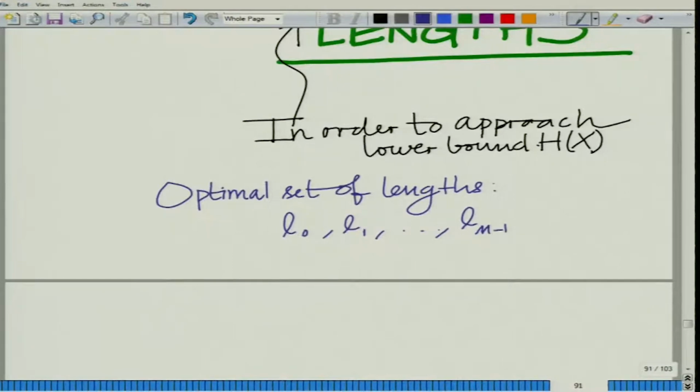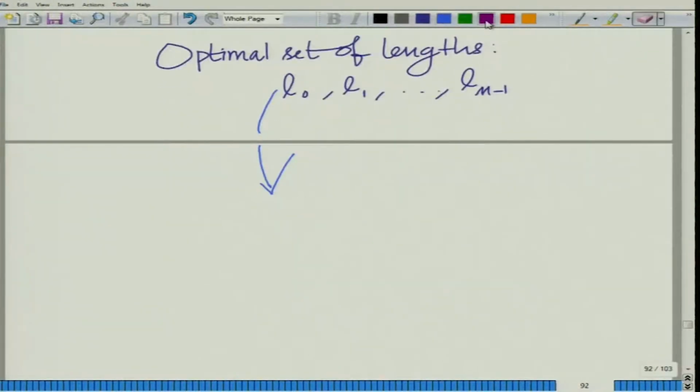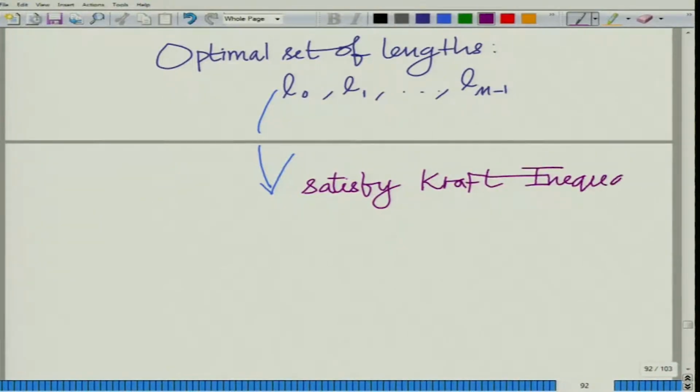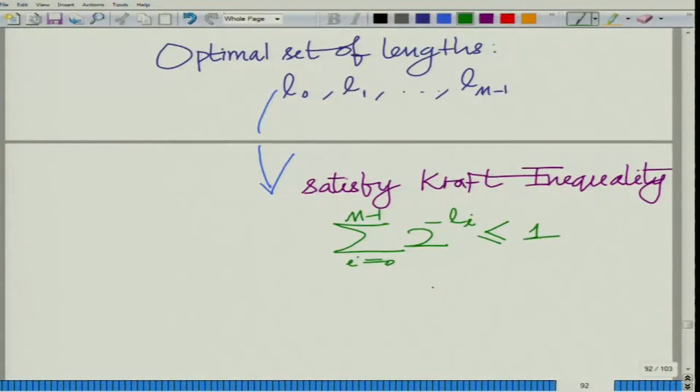Optimal set of code word lengths L0, L1, up to L(M-1). Of course, since we are designing a prefix free code, remember these code word lengths have to satisfy the Kraft inequality, that is summation i equal to 0 to M minus 1 of 2 to the power of minus Li has to be less than or equal to 1.